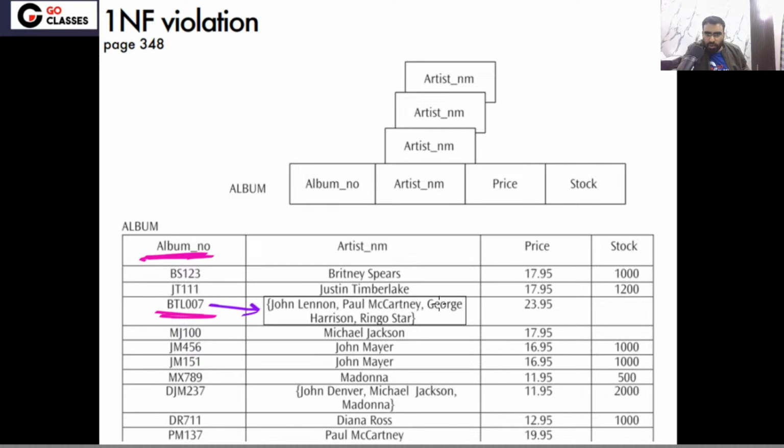But remember, we cannot put all these artists in a single cell. I told you that this table is not in first normal form, because in the first normal form, in every cell we put a single value. So a single album can have multiple artists in real life, but we cannot put all these values in a single cell. So tell me how to convert this table into first normal form. Very simple. You will split this row into 4 rows. For every artist you will create one row.